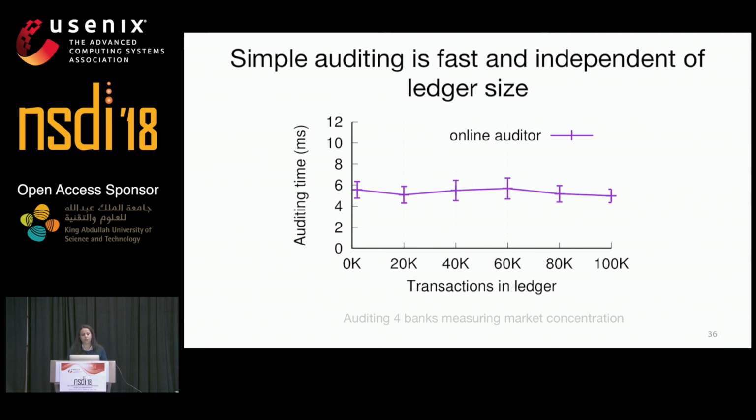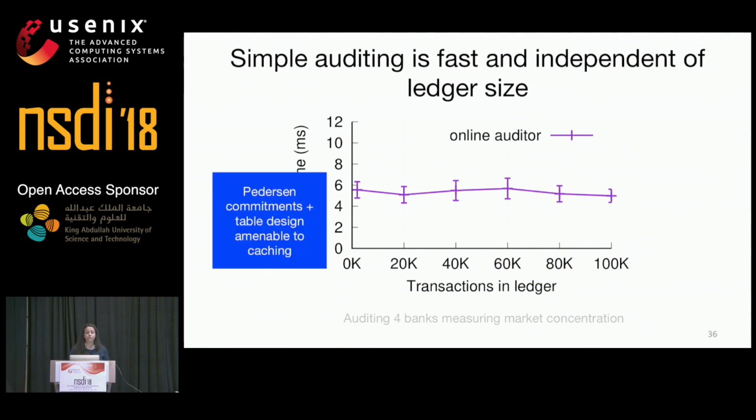This first graph shows that simple auditing is actually very fast and is independent of the ledger size. So on the x-axis, we vary the size of the ledger. On the y-axis, we show time in milliseconds. And we see that for a set of 4 banks, where we're computing a measure of market concentration, it's only about 6 milliseconds. This is because Pedersen commitments and the table design are actually very amenable to caching, and we use a technique called commitment caches. This means that when the auditor is auditing the banks, it only really has to do a couple of elliptic curve operations, which are very fast, and so most of this time is actually network round trip.